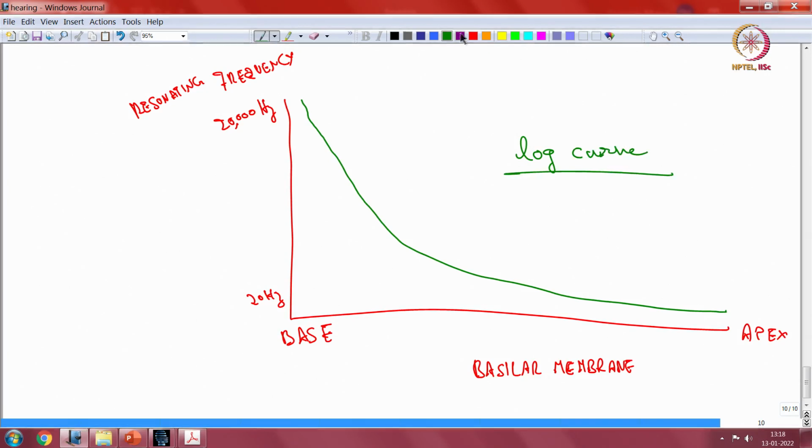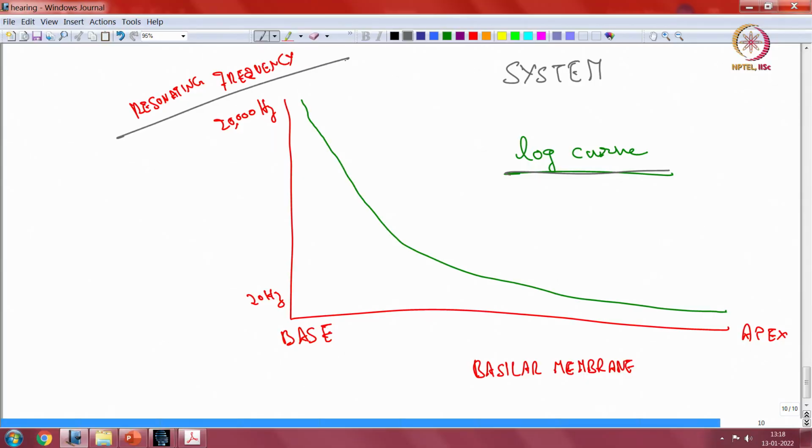That is one more reason why I call it a system instead of just a membrane. The membrane gets excited by very different frequencies at very different parts of the membrane. That is the part of the story to which we have come down. A couple more people would have the aha moment at this time, because there is a log curve, and then there is a resonating frequency, and then there is a base and the apex. So, we go to the next part of the story.